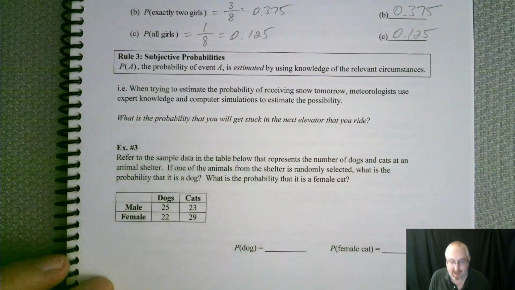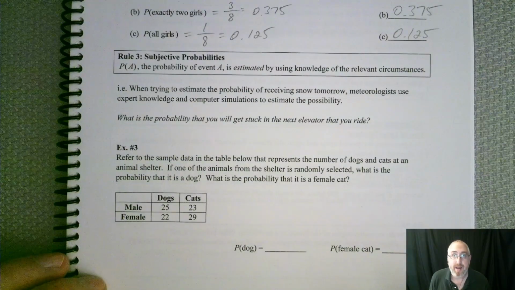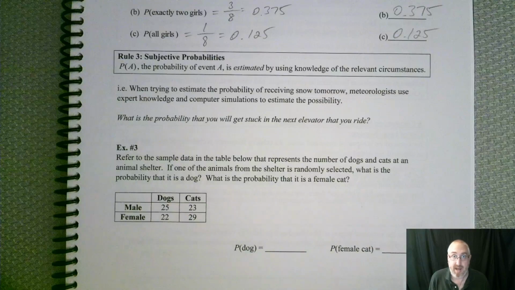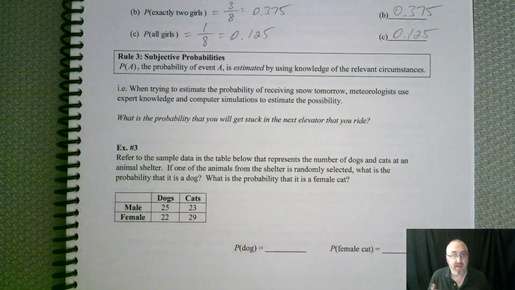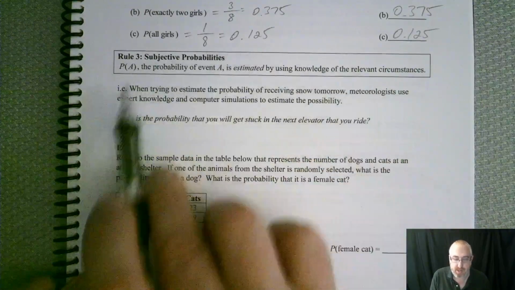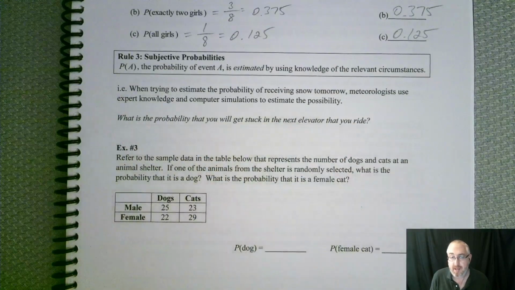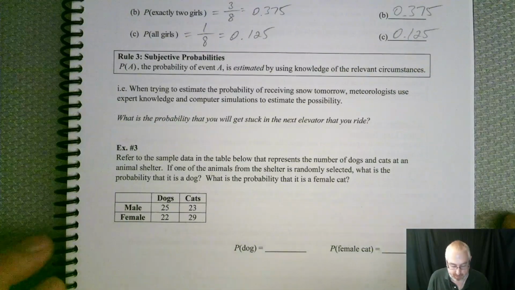What is the probability that you will get stuck on the next elevator that you ride? Now, most people would probably say there's a very small chance that it's going to happen. But you might have somebody that just has a lot of bad luck. They say, I know 100% that I'm going to get stuck in that elevator. But again, it's subjective. It depends on the individual in that case. So I wouldn't get too anxious or worried about seeing these types too often in the homework assignments, but you do have that case though. So let's try another one and see if we can figure out those probabilities.